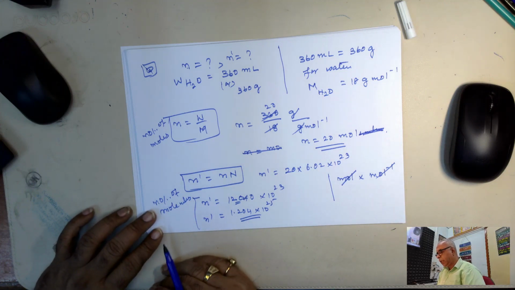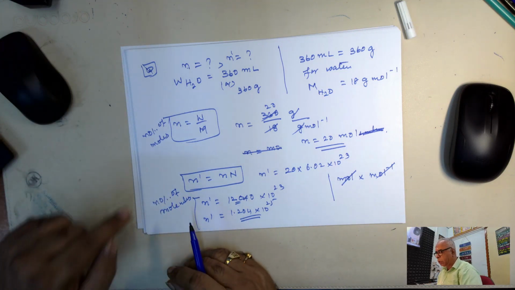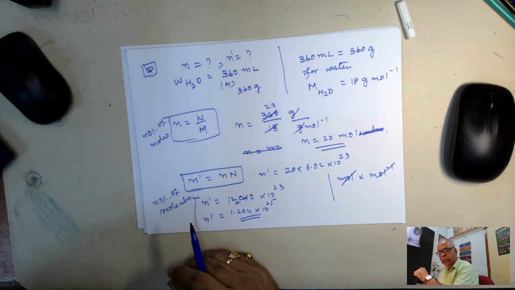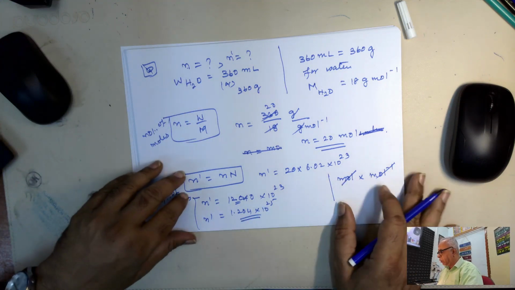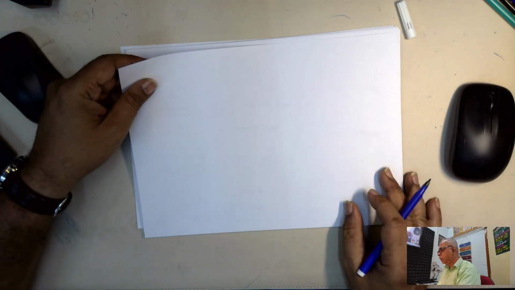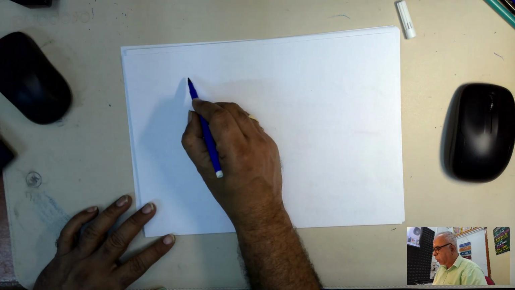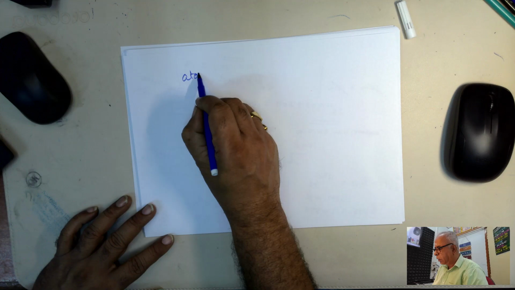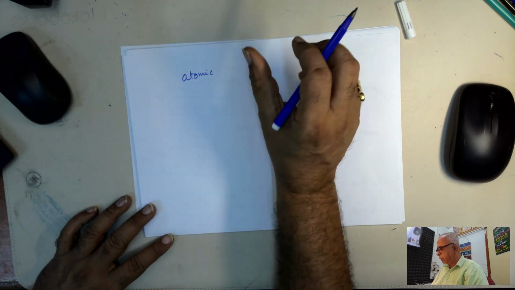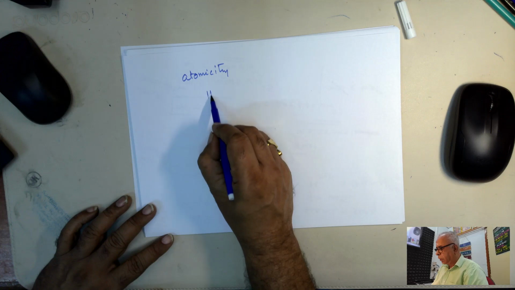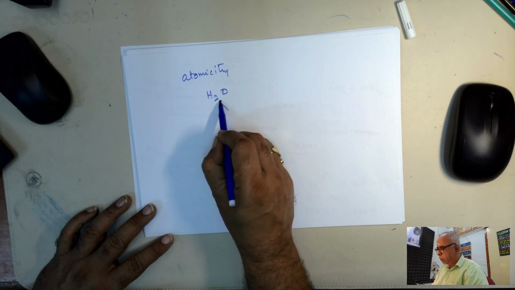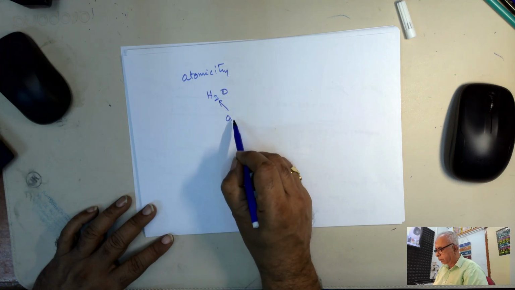Now let us go one step ahead. I want to calculate the number of oxygen atoms present in this. So how can we proceed? We have to introduce here the atomicity. What do you mean by atomicity? That is the number of atoms present in a molecular formula, is it not? For example, H2O. This is the atomicity of hydrogen.